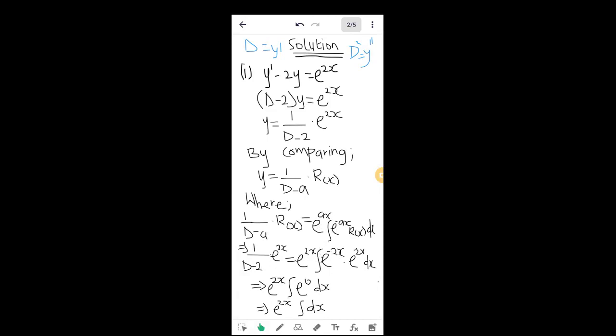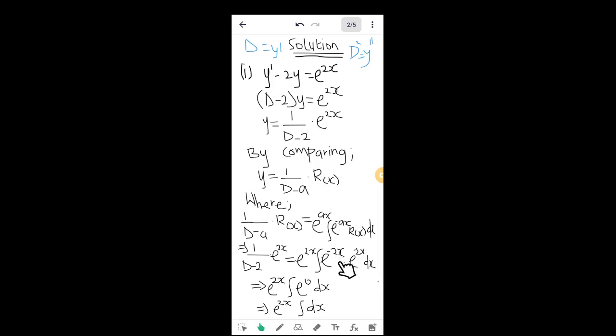Then we write the negative of a as the one inside the integral sign. So we are going to get e exponent, the negative of a, and here my a is 2. So we get minus 2x, then operating on r of x, which here is e exponent 2x. By comparing, my r of x is e exponent 2x. So we have integral of e exponent minus 2x operating on e exponent 2x dx.